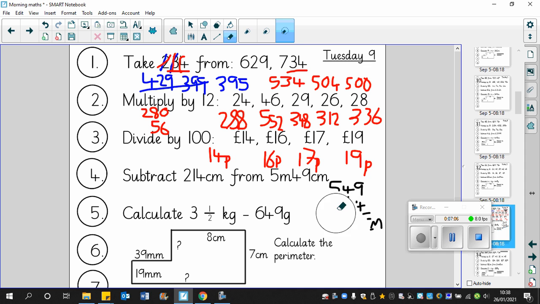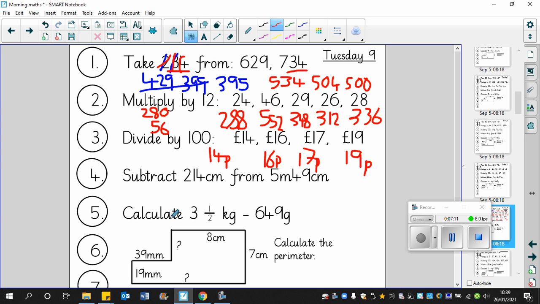Let's just get some space. So question number 5, 3.5 kilograms minus 649 grams. Now remember, this is the slightly tricky bit. 3.5 kilograms is 3,500 grams. And 649 grams. So you put the 6 in the hundreds column, the 4 in the tens column, the 9 goes in the ones column, and then it's ready for subtraction with decomposition.